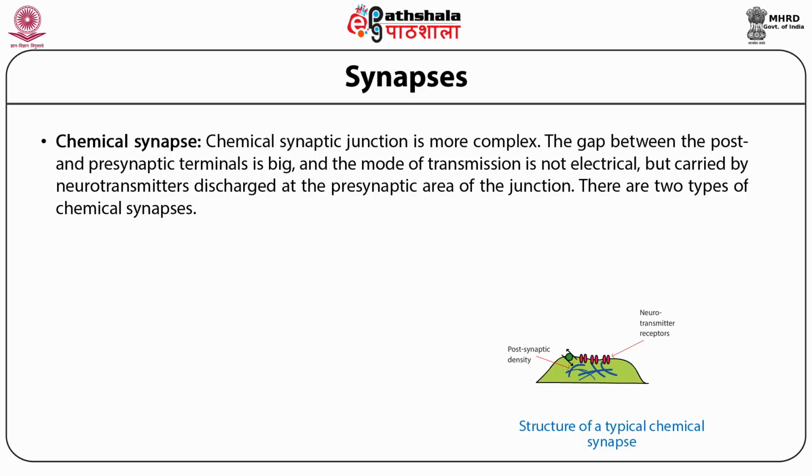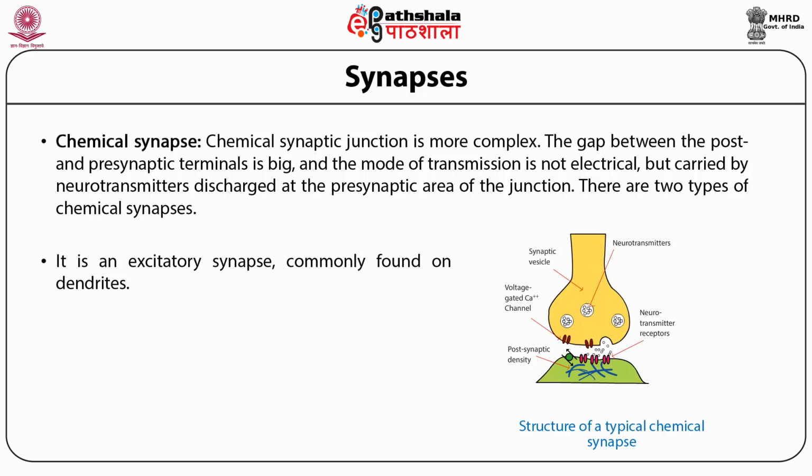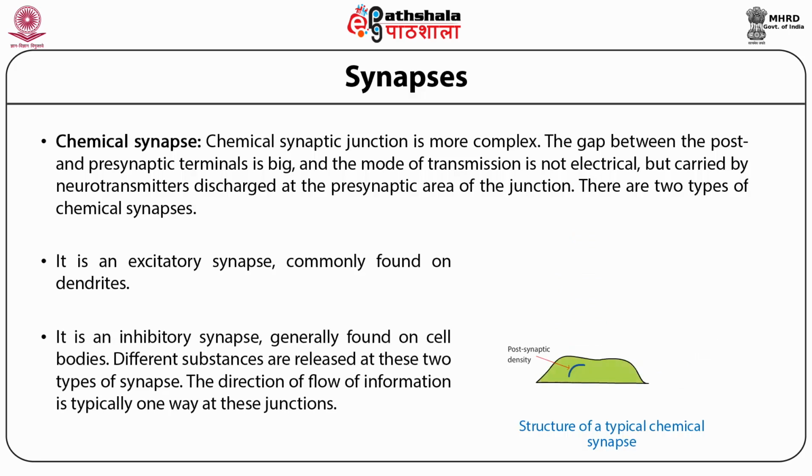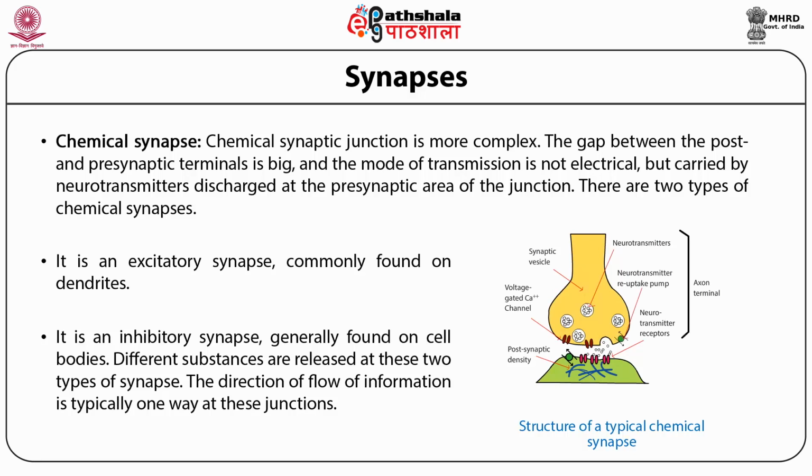There are two types of chemical synapses. The first one is an excitatory synapse, commonly found on dendrites, and the next one is the inhibitory synapse. It is generally found on the cell bodies. Different substances are released at those two types of synapses. The direction of flow of information is typically one way at these junctions.